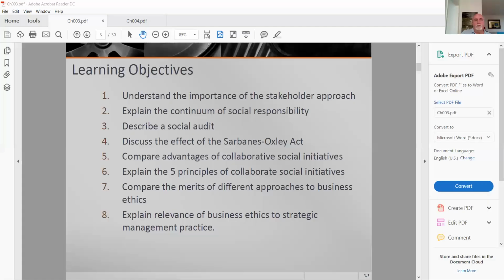So what I want to do a little bit is to show and share with you, okay, where did it go? There it is. The learning objectives for chapter 3, which is social and ethical responsibilities. The one that is the hardest or the most rigorous is what is the Sarbanes-Oxley Act, and we'll get through that in a moment or two.